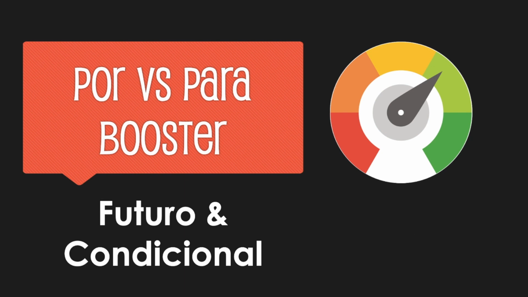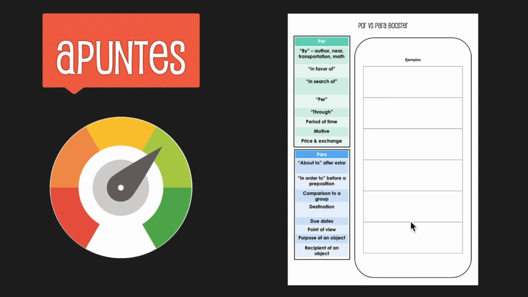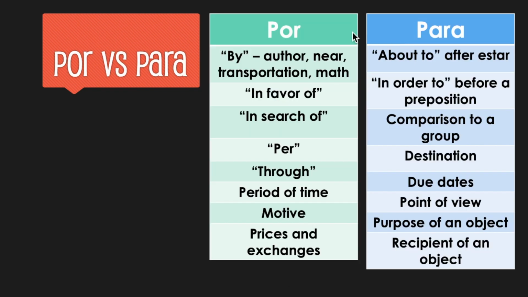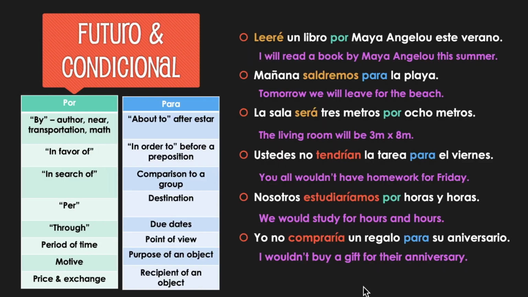Here's an example of the por versus para boosters. I just pulled out, for example, future and conditional. So that's what the sheet looks like for the kids. You go over real quick, what are the different uses of por versus para? And then, again, color-coded. We've got the future in yellow, conditional in orange, the uses of por in green, and the uses of para in blue, translations in purple, so they can get whatever they need.